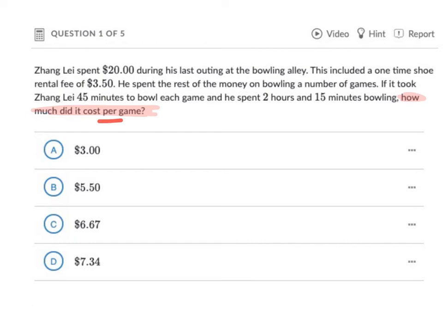All right. What did we get for our answer? A, B, C, or D? B. B is the correct answer. Okay? Here's how I did it.